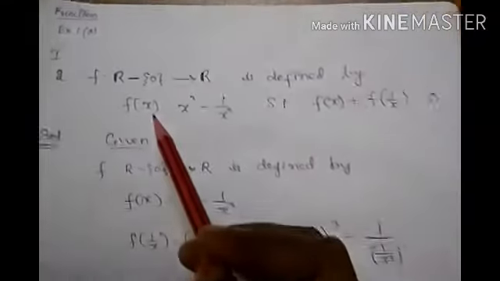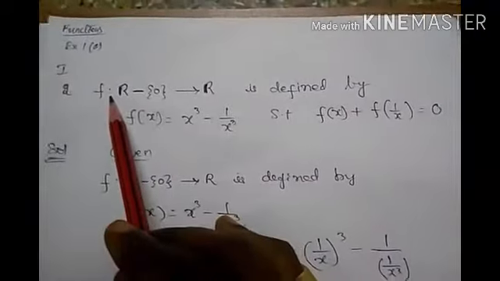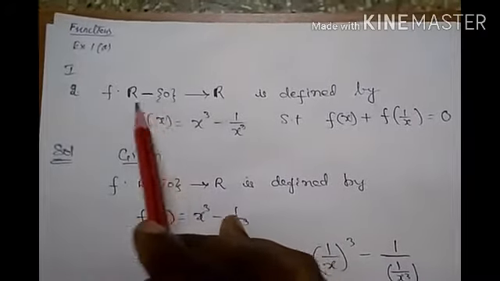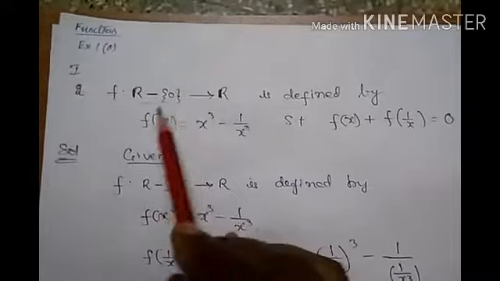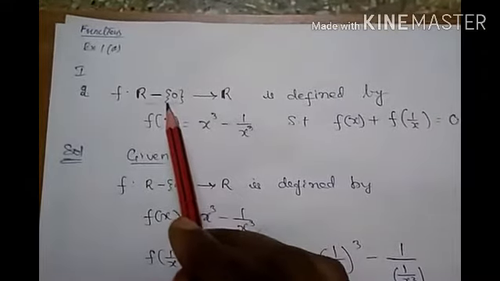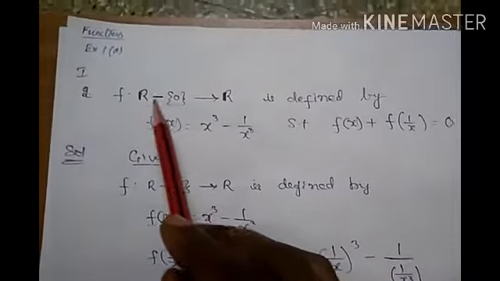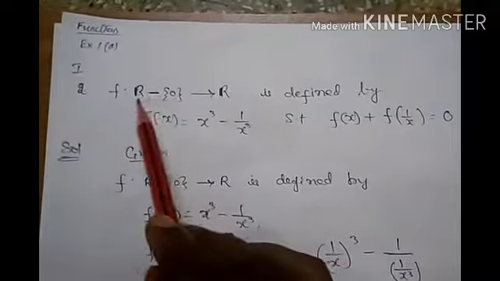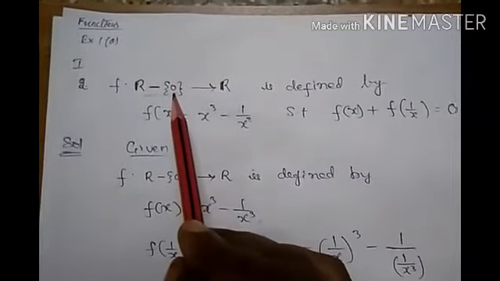What is given here? f is a function from R minus singleton 0. R minus singleton 0 means the domain should not contain the element 0. What does R minus singleton 0 mean? The set of all real numbers except 0.